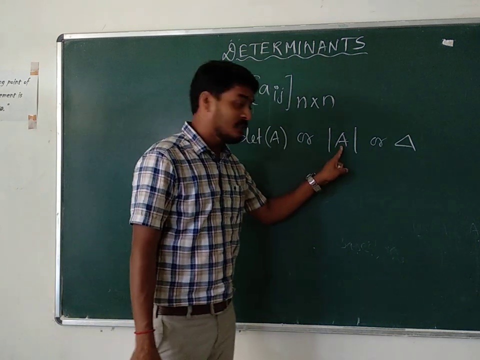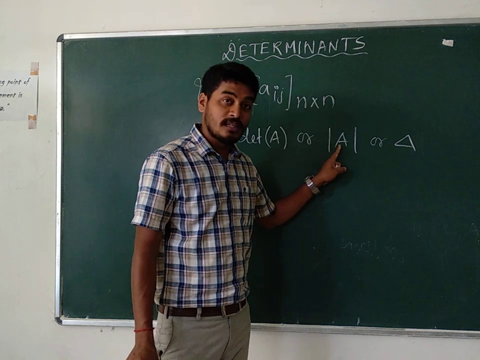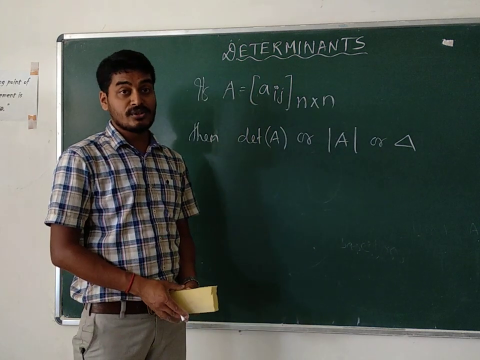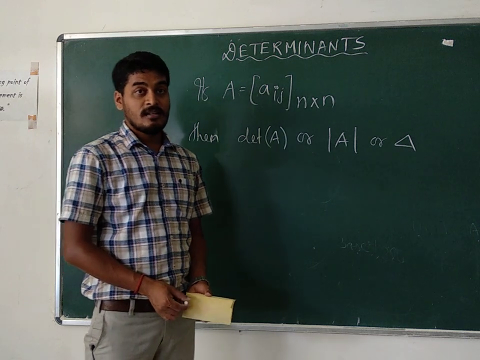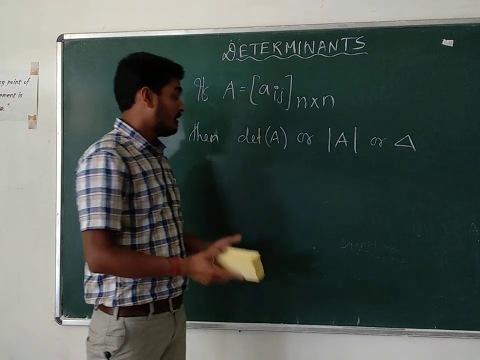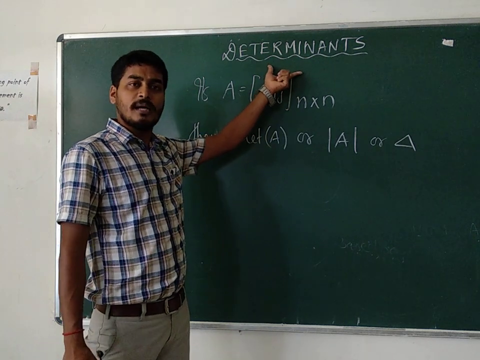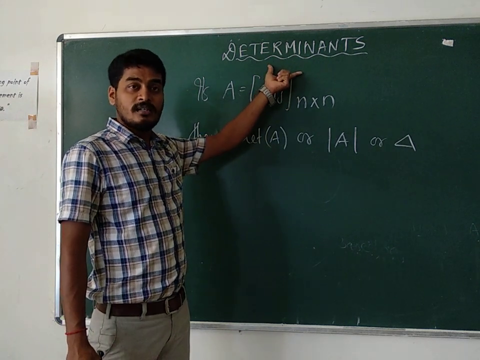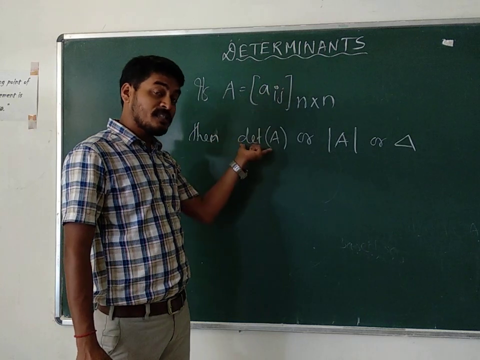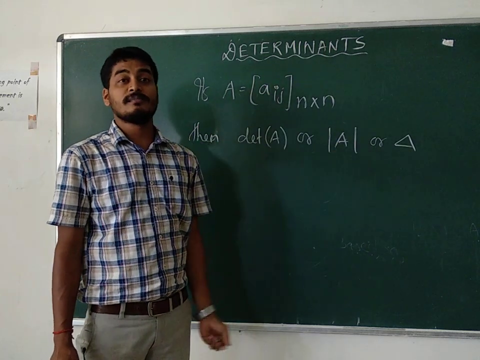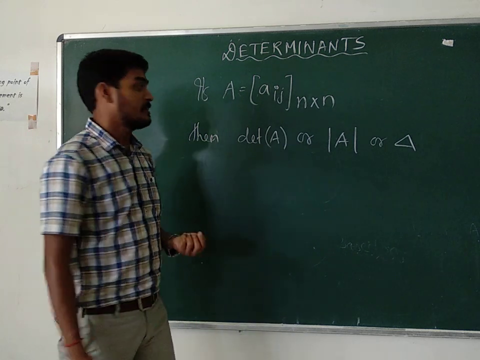Okay, if it is a real number, then it will be known as modulus. And this is nothing but a delta. This is a different representation of the determinant of a matrix. I think you have got it. Actually, what is a determinant? A determinant is a value associated with a square matrix. If we consider a square matrix, one specific number will be there for that square matrix. That number is the determinant of the square matrix.